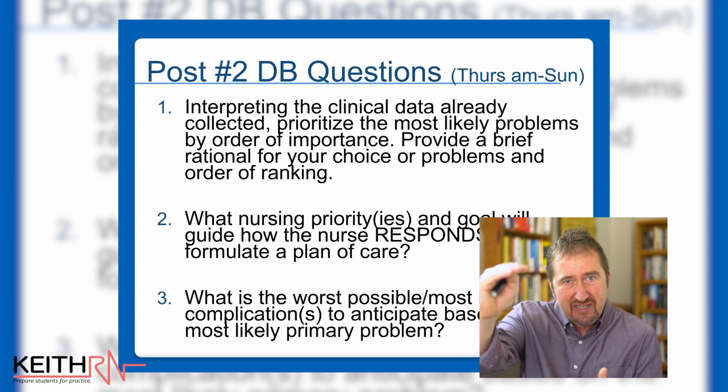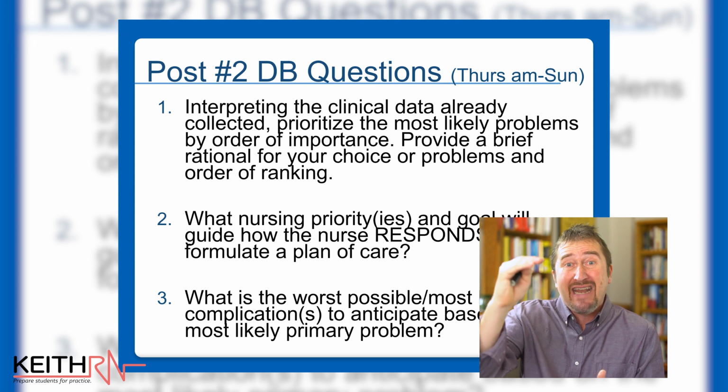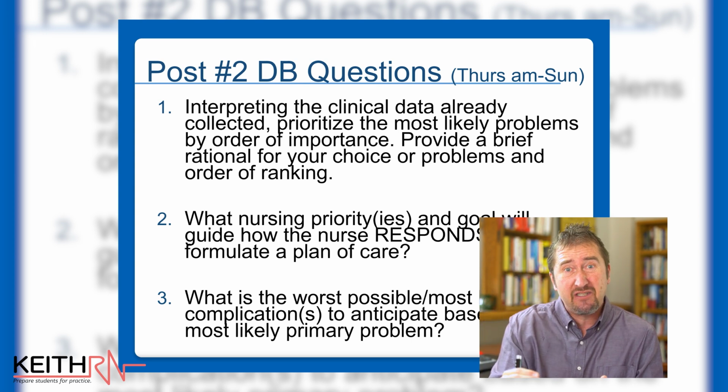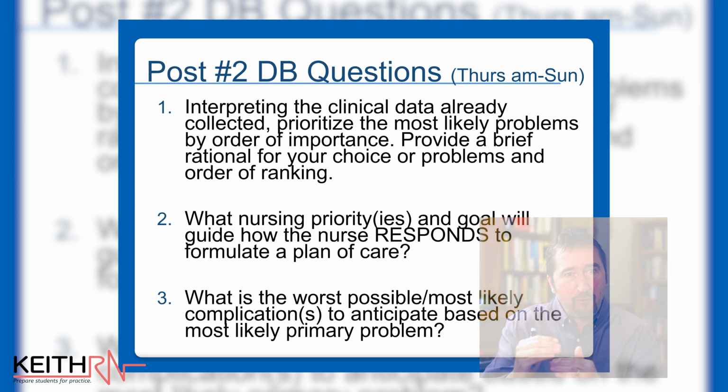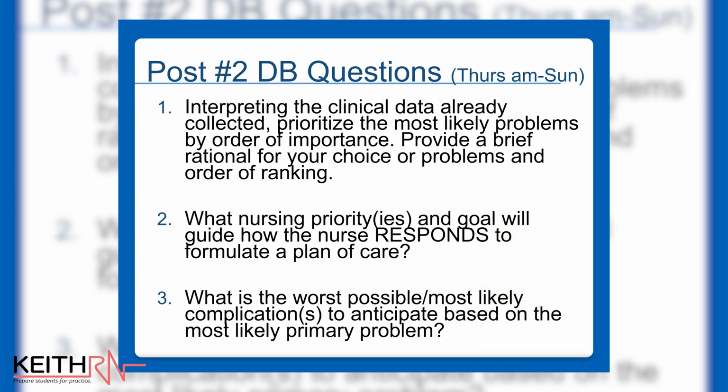You've noticed this data. Did you notice correctly? Now what's your interpretation of this data? And now put it all together. What's the problem? Priority problem, what's your nursing priority that will influence how the nurse responds to a plan of care? And then what's the worst possible or most likely complication to anticipate based on the primary problem?